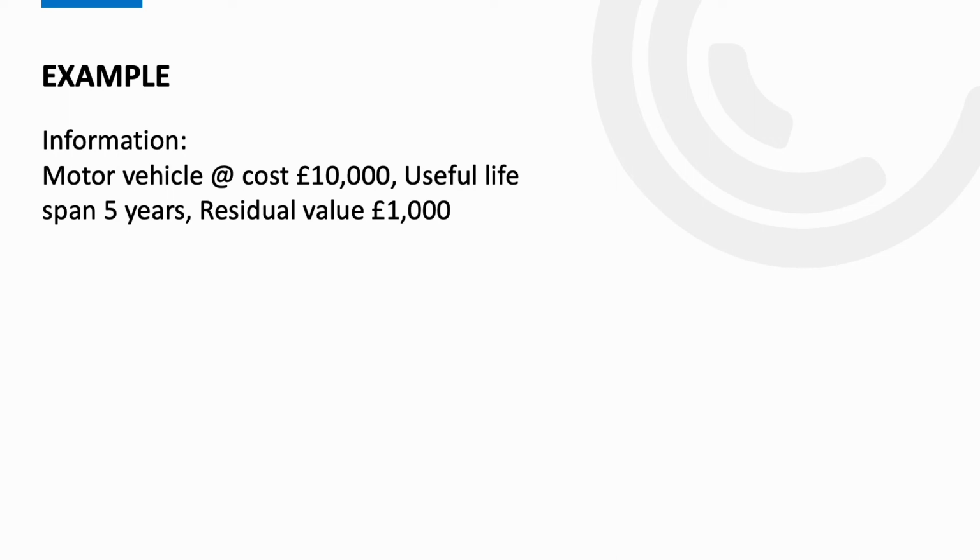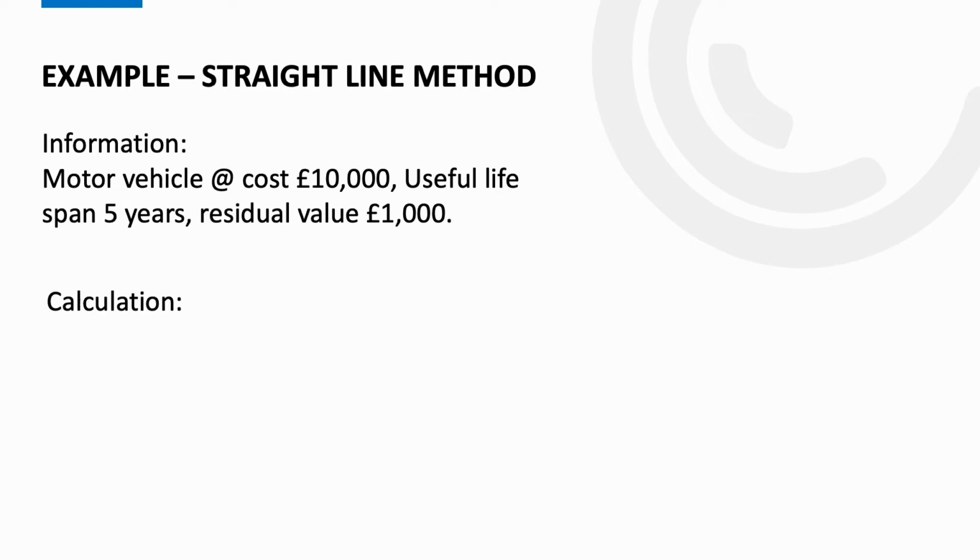Now let's have a look how this would look in practice. So the practice information we'll work with is as follows. We purchase a motor vehicle at a cost of £10,000. The useful life of the vehicle is 5 years and the residual value is £1,000. Let's see how we calculate the depreciation using each method.